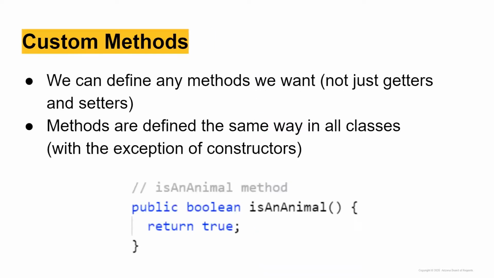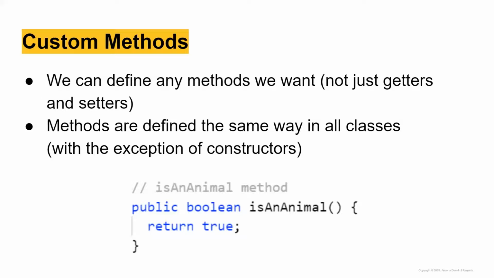All right. So let's talk about custom methods then. Getters and setters aren't the only methods we usually want in our classes. We want to make them a bit more robust than that. So the good news is that we can define any methods we want in our classes. And methods are defined largely the same way as they are in the main class, with the exception of constructors, obviously. We already talked about constructors. Their syntax is a little bit different. They're kind of a special kind of method.